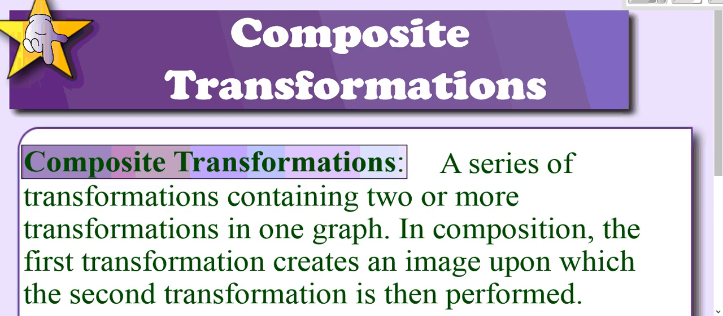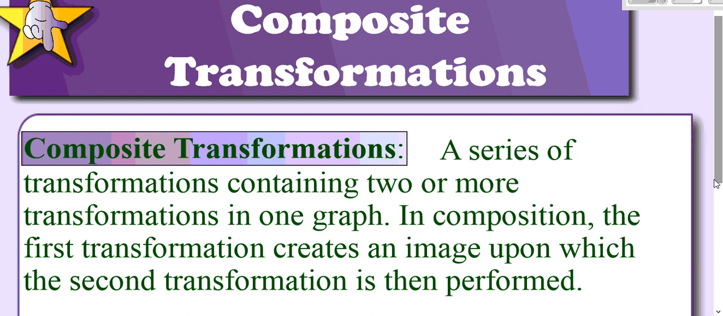So a composite transformation, like we said, is a series of transformations containing two or more transformations in one graph. You do the first one, you draw where it's supposed to go, and then use that for the second one.